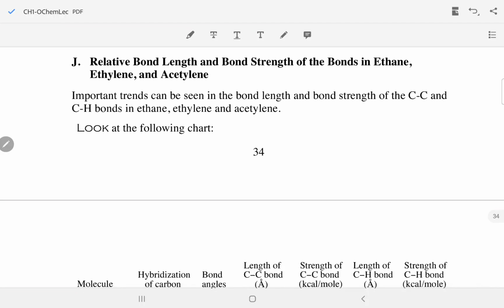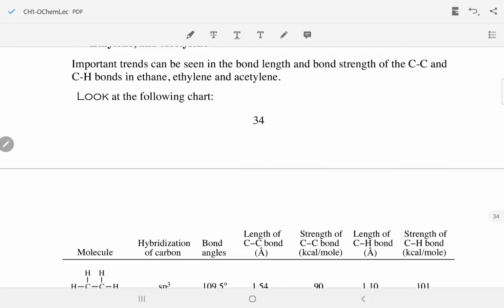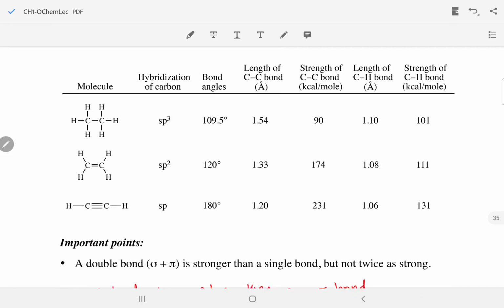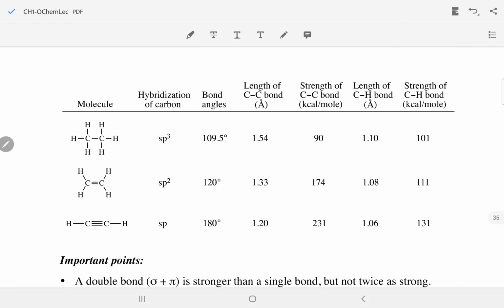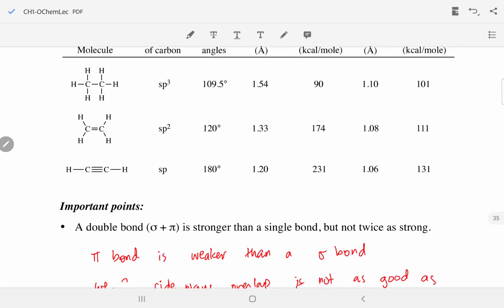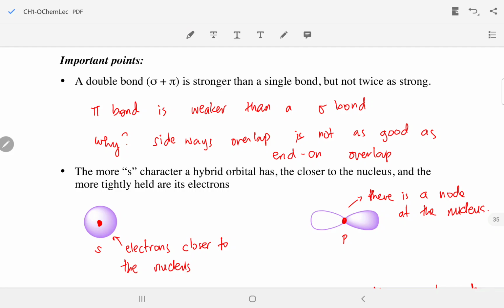So, relative bond length and bond strength of bonds in ethylene and acetylene. This is just a comparison. Okay, in this table, you can see the pattern. Important points: a double bond is stronger than a single bond, but not twice as strong. A pi bond is weaker than a sigma bond. I already mentioned this earlier. Why? Because sideways overlap is not as good as end-on overlap.